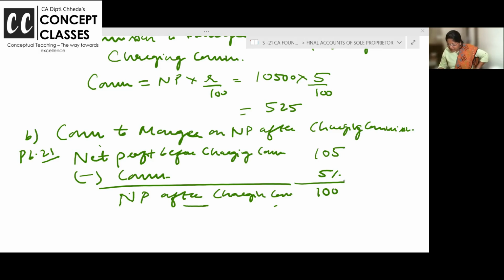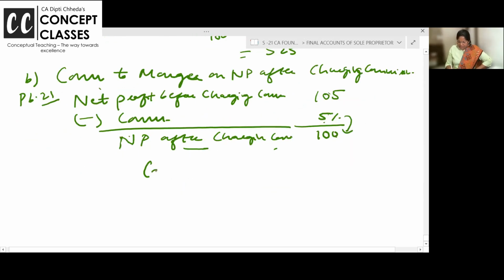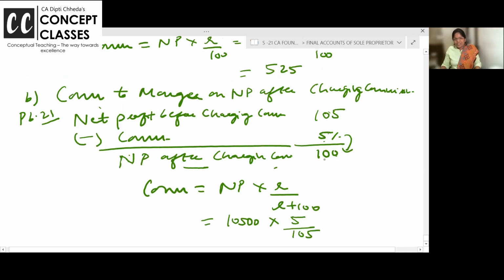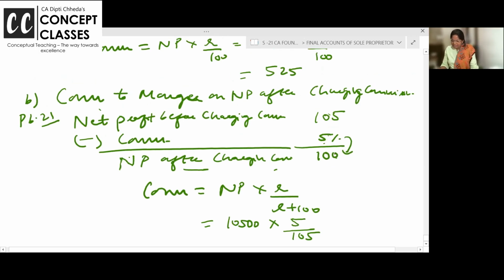They said take 5% on commission. Oh, sorry, take 5% on profit after charging the commission. So 100 is after charging the commission. So before charging the commission, it will be 105. So can we write commission is equal to net profit into rate by rate plus 100? That's what I have done. What is the net profit? 10,500. What is the rate? 5. Divide by 105. Once you have made the formula, 100, 5%, 105.